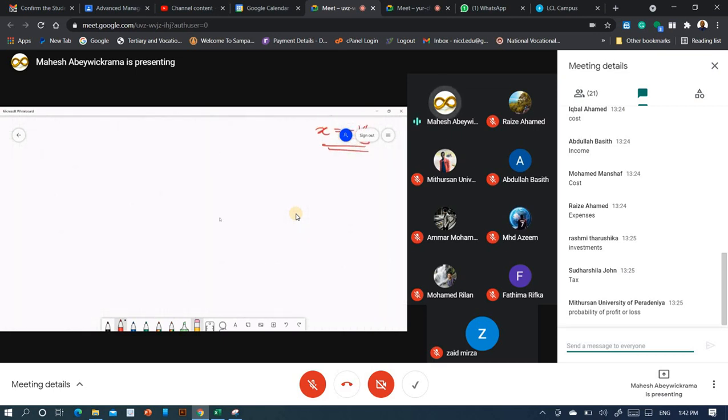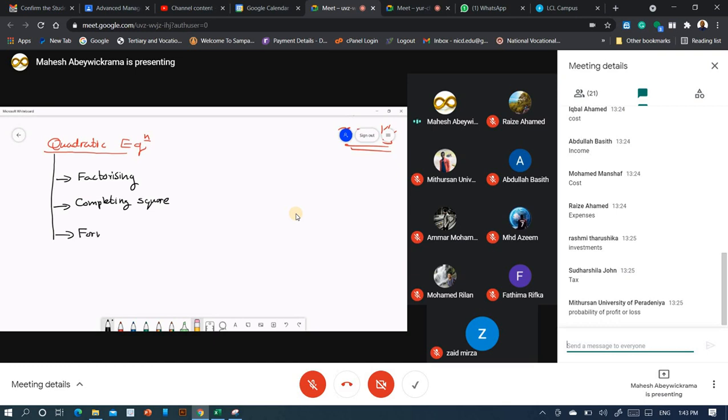Now let's think about quadratic equations, right? Let's see who can do quadratics. Now, when you take a quadratic equation, mainly there are three methods to solve it. First one is the factorizing method. Second method is the completing square method. Third method is the formula.